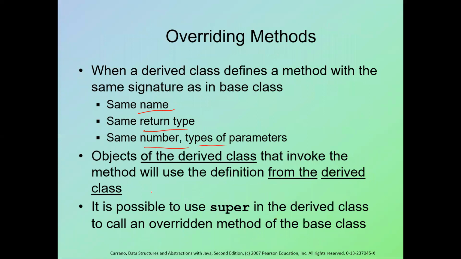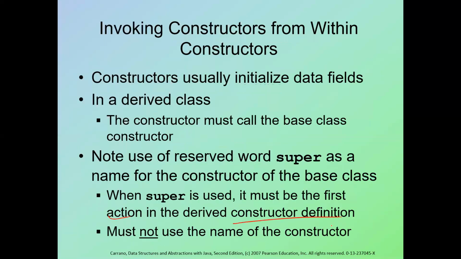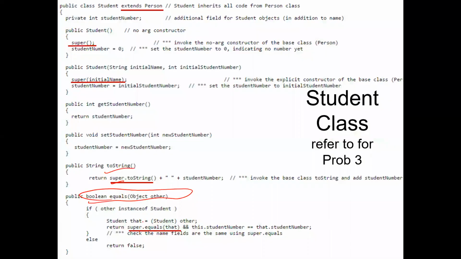Okay, that's overriding. Objects of the derived class that invoke the method will use the definition from the derived class. That means if you invoke the toString method from a student object, you're going to use the student's version of the toString method. If you invoke the toString method for a person object, you're going to use the toString method for the person class. And it is possible to use super in the derived class to call an overridden method of the base class. That's what's happening here. The toString method is using super to invoke the equals method for the parent class. Or the equals method is, here it is, this toString method is doing it right here.